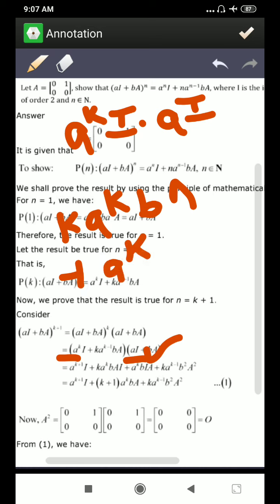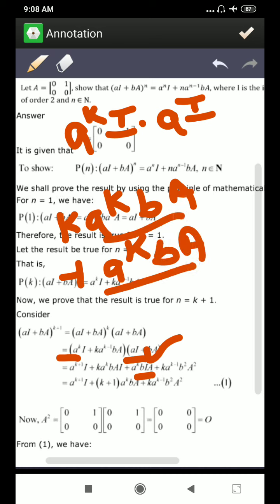You see it is BA only, because I into A is A only. So this term is common in both. So you can take this term as common, that is A raised to power k BA as common, and in bracket you will have k plus 1. Alright. Over here it is the same thing.